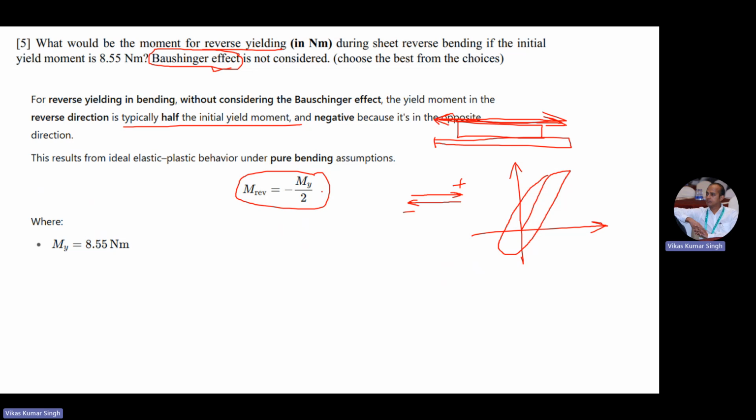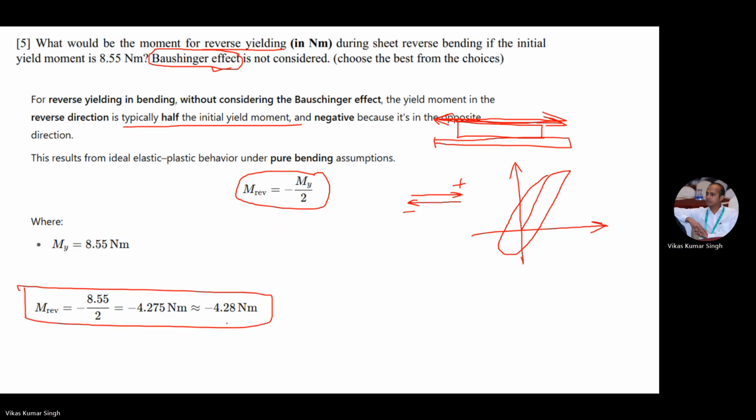So simply, the initial yielding moment is given as 8.55. So half of 8.55 will be your reversal moment, and minus is because the reversal is there. That's why minus is coming. So we just have to use this formula and we will get this. So this is the answer for this. It's a very simple question. You should just know the concept. If you know the concept, it will be very easy for you to solve all this kind of problem. So moving toward the next problem.